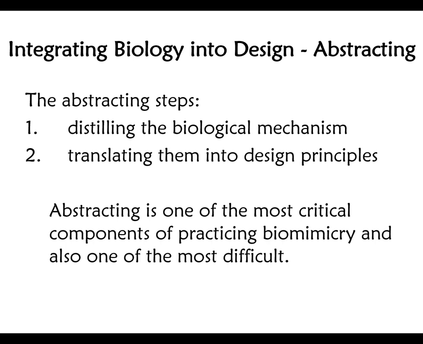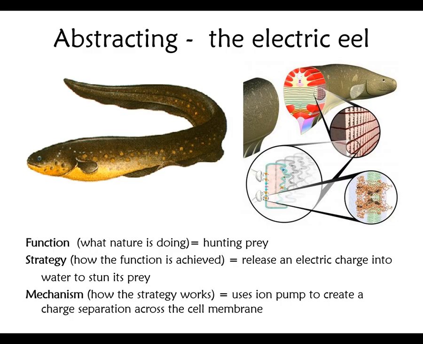So the abstracting step includes two components: distilling the biological mechanism or strategy, which is how the organism performs the function, and then translating them into principles that can be understood by any discipline. Abstracting is one of the most critical components of practicing biomimicry, and also one of the most difficult. Reading a scientific paper does not always send the reader to a sketchbook to draw out an amazing new application. So let's look at an example.